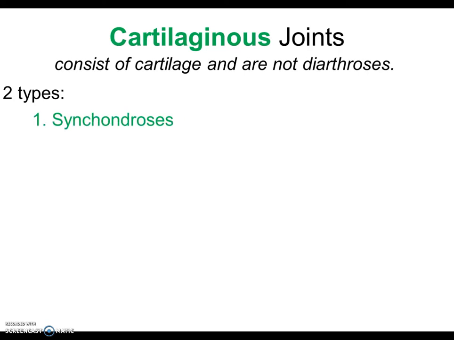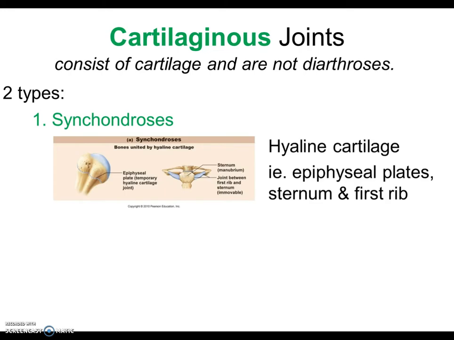The first type of cartilaginous joint is called a synchondrosis joint. This joint is made up of hyaline cartilage. We've actually seen these before. For example, epiphyseal plates, between the epiphysis and diaphysis of long bones. The epiphyseal plates we know are made up of hyaline cartilage, and that's the synchondrosis joint.